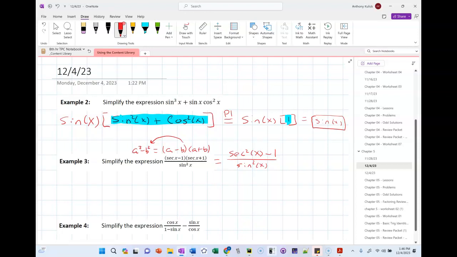Everybody's okay? Okay. So now we're at secant squared x minus 1 over sine squared x. Does anyone see any other algebra stuff to do? I don't either. I see Kate shaking her head. So what should we look for then? Identities, right? So take a look at your identity sheet. Go through and see if you find a relevant identity.